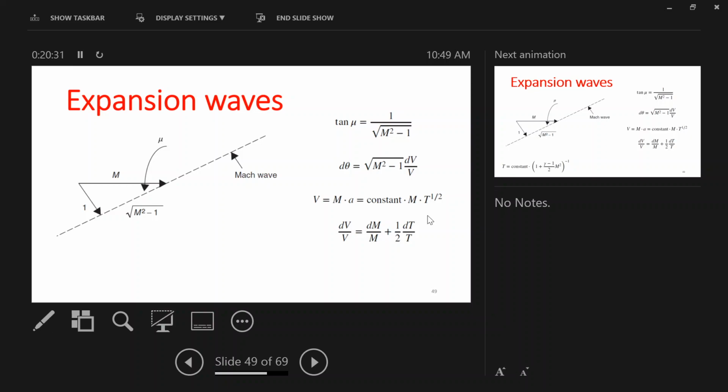Does that make sense? Do you want me to prove that for you to make it more clear? It's pretty simple. Just take the natural log of the two sides. That's going to be ln V equals ln M plus ln T to the power 1/2, right? And then you take the derivative. That's it. Pretty simple.